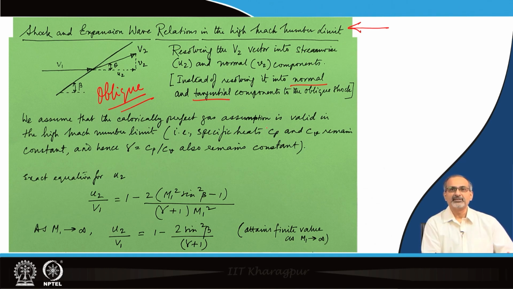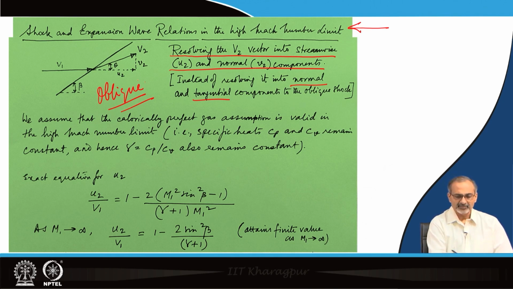how many of the equations governing the flow across the oblique shock became so much more simplified, and we found that the normal component of the flow behaves identical to that of a normal shock wave in the case of an oblique shock. But here we take another route, we resolve the V2 vector into streamwise and normal components, which we had initially proposed but discarded when we had discussed oblique shock waves earlier. So, this time we are going to take that route, we will look at U2 and V2 as the components along x and y directions respectively.